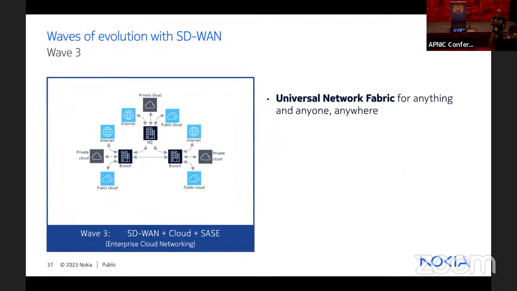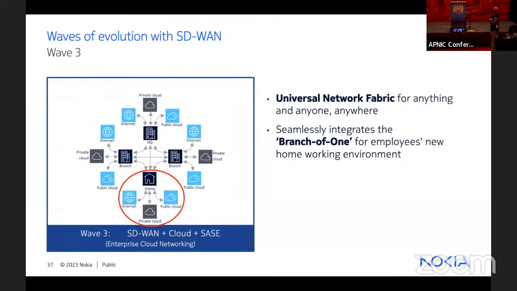Now, where we are now is something that we like to call a universal network fabric, right? So fabric is really something that interconnects all of the different elements that are part of it. And so here we've got all of those different elements that I spoke about earlier. You've got your branch sites, you've got the public internet, you've got the private cloud, you've got public cloud, all of that, right? All of that to be interconnected together.